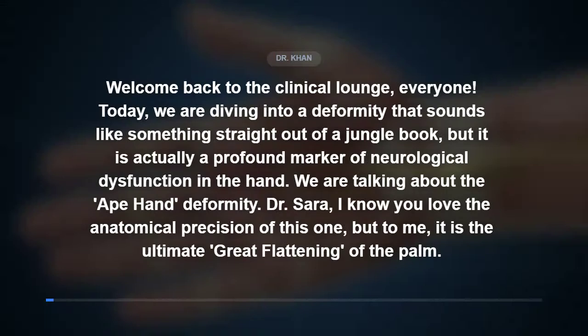Today, we are diving into a deformity that sounds like something straight out of a Jungle Book, but it is actually a profound marker of neurological dysfunction in the hand. We are talking about the Ape Hand Deformity.